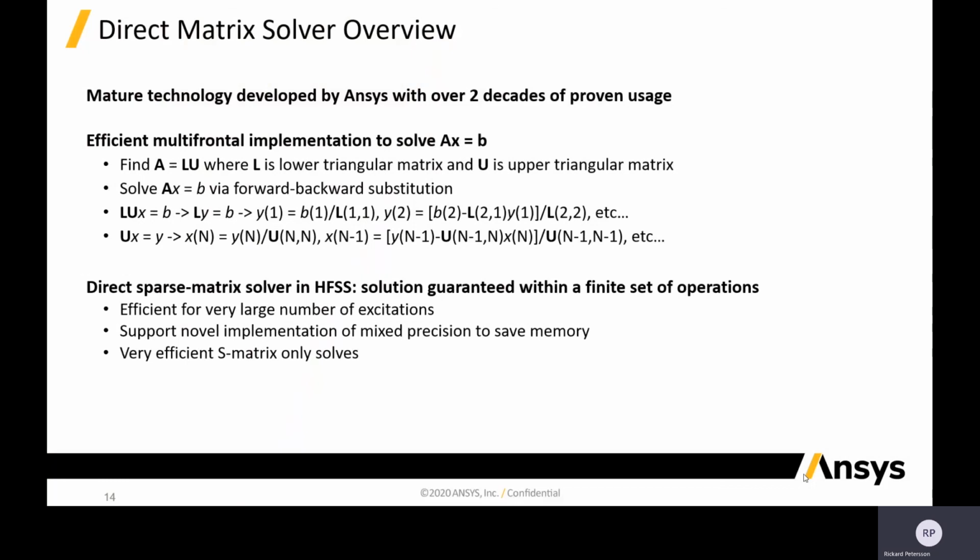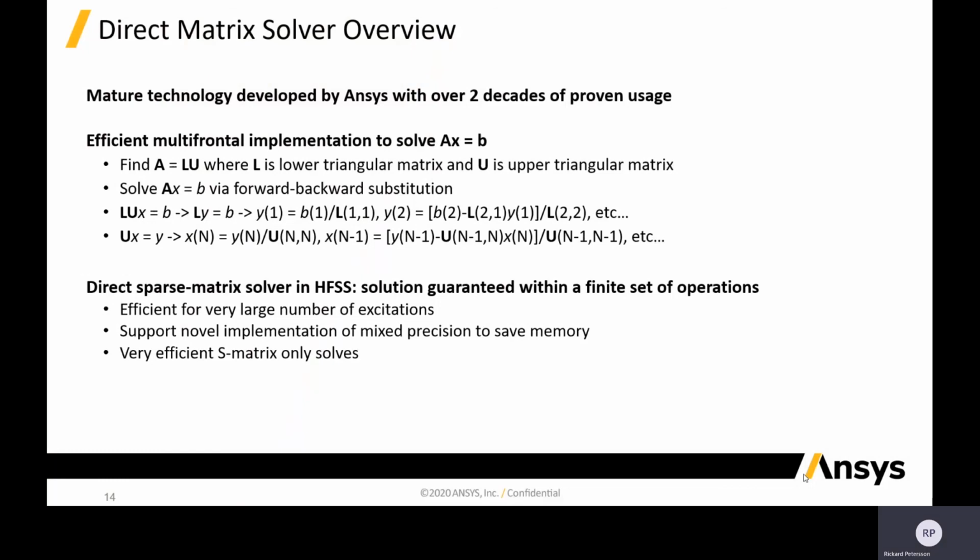So basically, with the direct matrix solver in HFSS, the solution is guaranteed within a finite set of operations. It can be memory consumptive. It can be CPU consumptive. Take lots of steps for huge problems, but you will get a solution. That's one of the strengths of it. It's very, very robust. And it's also efficient for a very large number of excitations, where an iterative method is less efficient, which I'm going to talk about next.